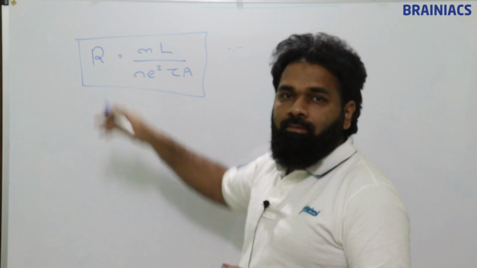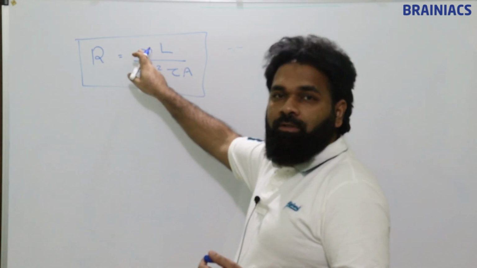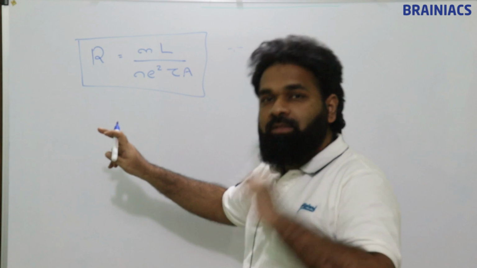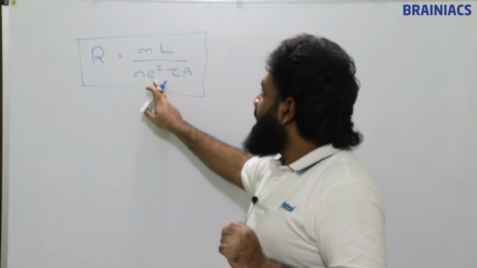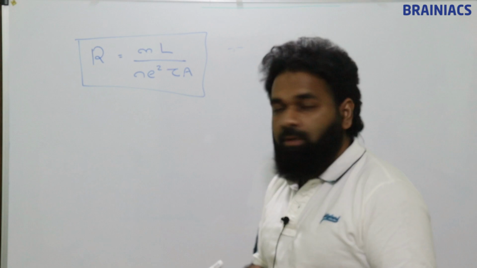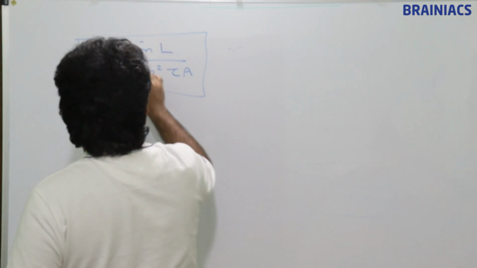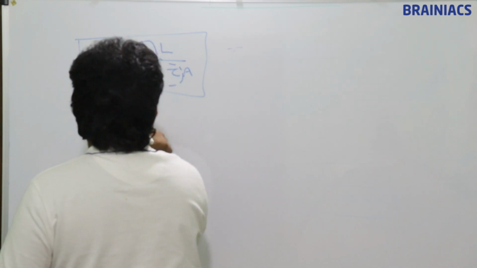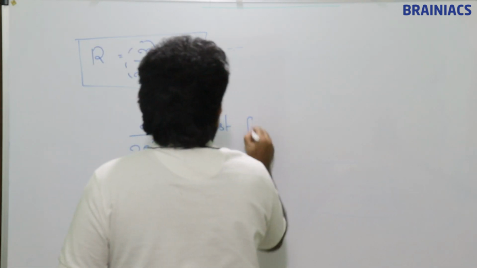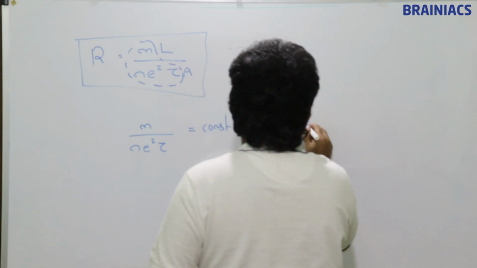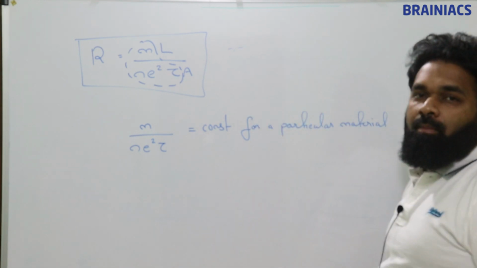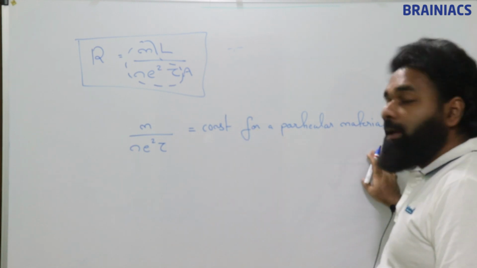mass of a charge carrier in steel, that will be constant, right? Number of charge carriers or number of electrons per unit volume in steel will be constant, and charge of electron is constant. Average relaxation time in a material is also constant. So taking this part, m by n e square tau is equal to constant for a particular material. This is constant for a particular material.